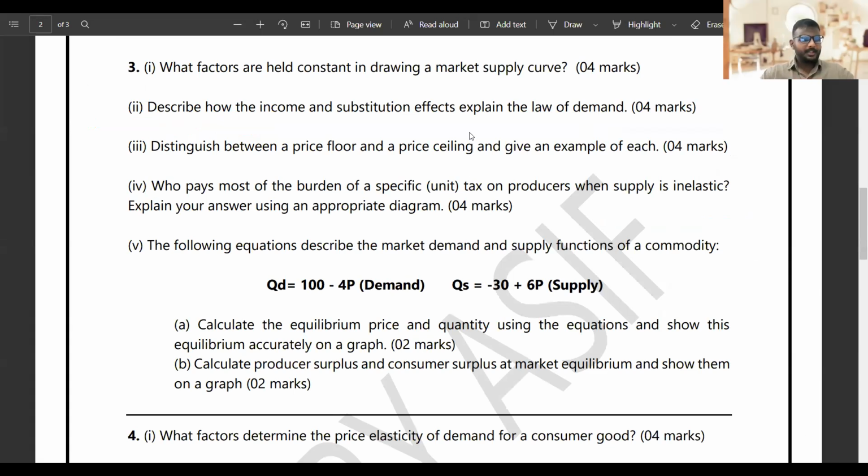Right. The next question is a very interesting question, again from chapter 3. Who pays most of the burden of a specific unit tax on producers when supply is inelastic? Explain your answer using an appropriate diagram. You can't show me the diagram here, so what I'm going to ask you is: when a specific unit tax is put on a producer when supply is inelastic, who bears most of the tax? Is it the consumer or is it the producer? What's your answer?